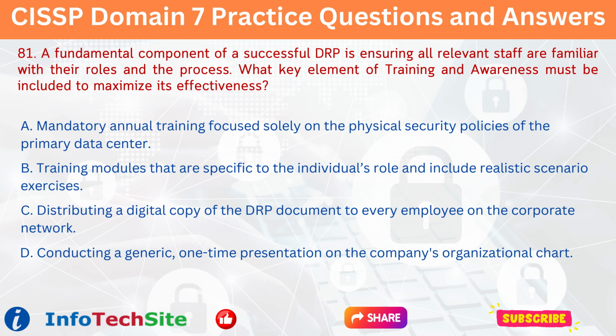81. A fundamental component of a successful DRP is ensuring all relevant staff are familiar with their roles and the process. What key element of training and awareness must be included to maximize its effectiveness? A. Mandatory annual training focused solely on the physical security policies of the primary data center. B. Training modules that are specific to the individual's role and include realistic scenario exercises. C. Distributing a digital copy of the DRP document to every employee on the corporate network. D. Conducting a generic, one-time presentation on the company's organizational chart.